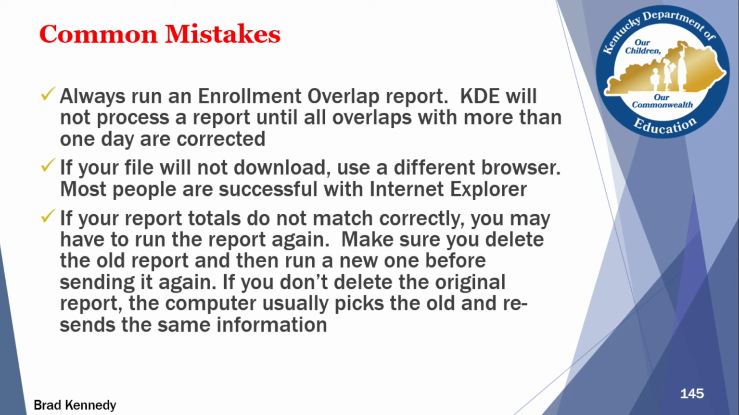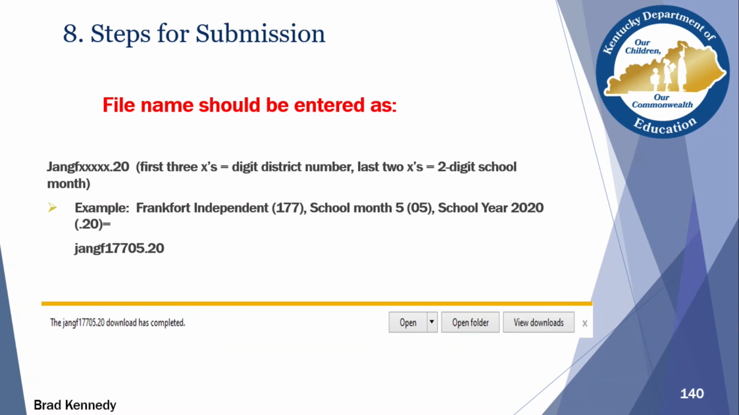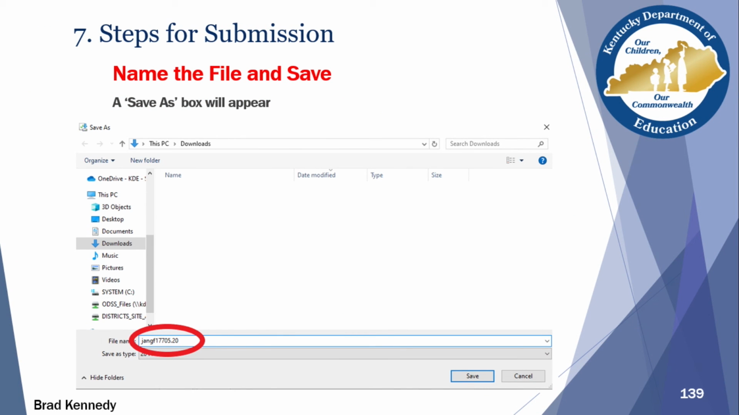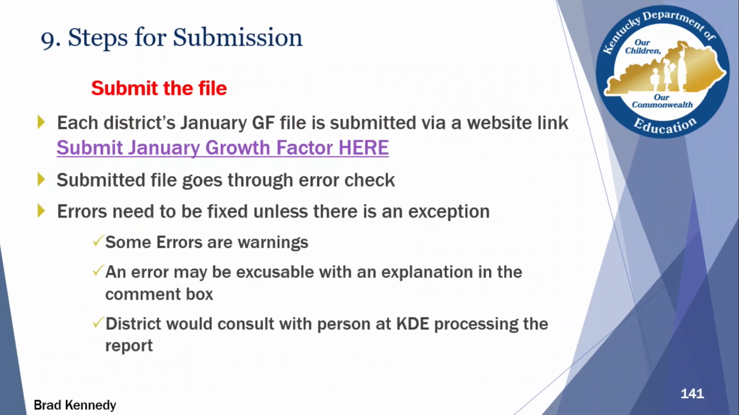Again, make sure you run your quality assurance checks. Enrollment overlap is an important one. Any enrollment overlap greater than 1 day does have to be corrected. Also, about the file saving, going back a couple slides, if for some reason you've run your report more than once, oftentimes it'll populate a different file name with a parentheses at the end with a 1 or a 2 in it. You'll want to make sure you take that off and get it to match exactly what you see on the screen in the example so that it is able to submit.